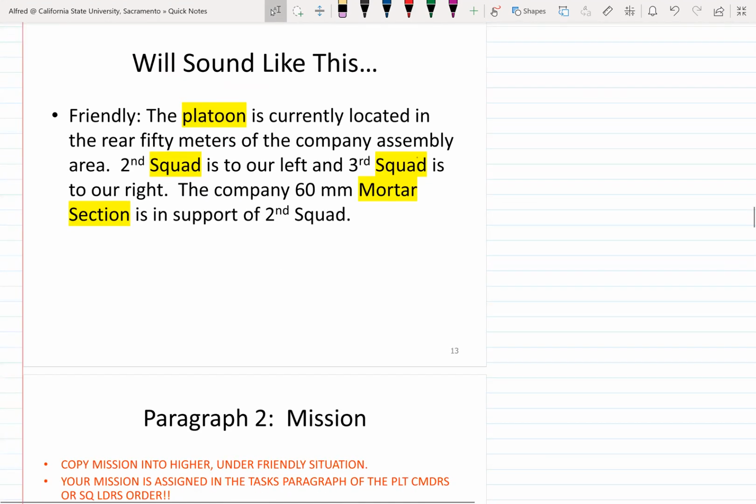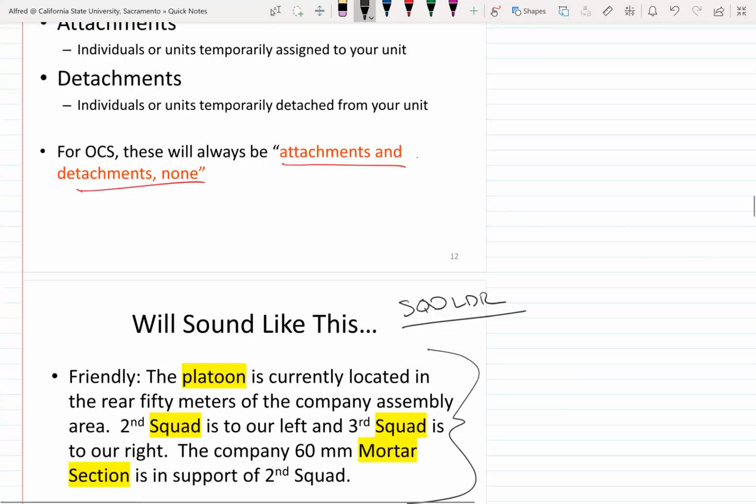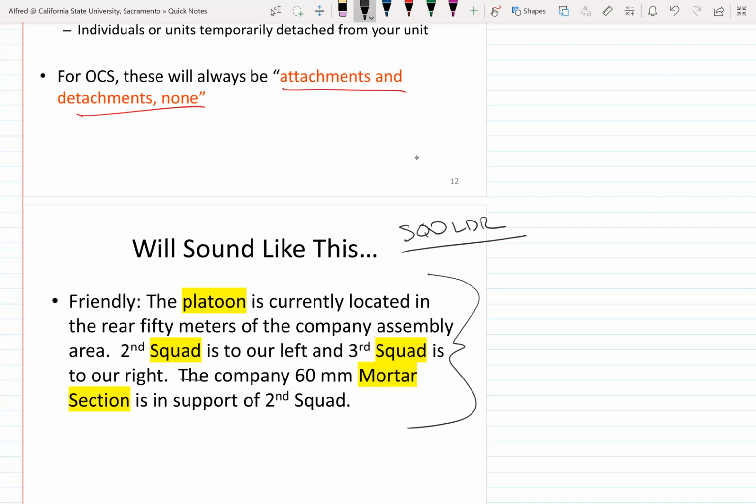So this is what it sounds like for friendly. And again, it's all just one sentence. It sounds like a lot, but it's all just one tiny little 3 lines of sentences. Okay, so you're a squad leader. This is from the perspective of a squad leader. Friendly situation. The platoon is currently located at the rear 50 meters of the company assembly area. Second squad is to our left. Third squad is to our right. The company's 60 millimeter mortar section is in support of second squad. It's all just pumped in there together. But for OCS, you wouldn't even need this part. You would just say attachments, detachments, none.